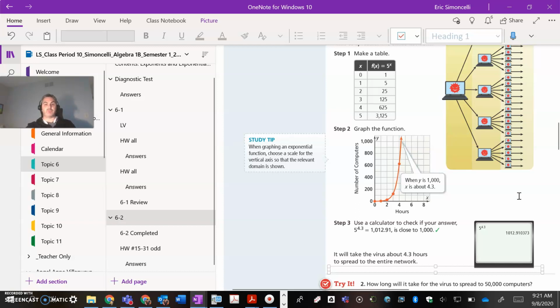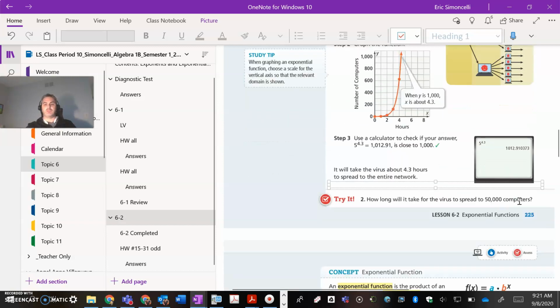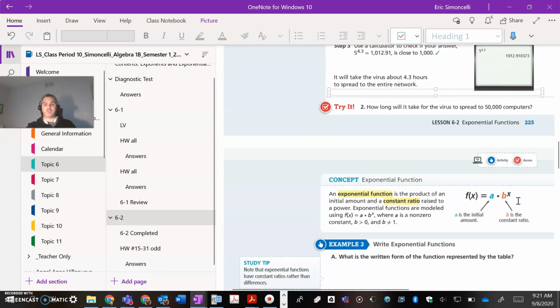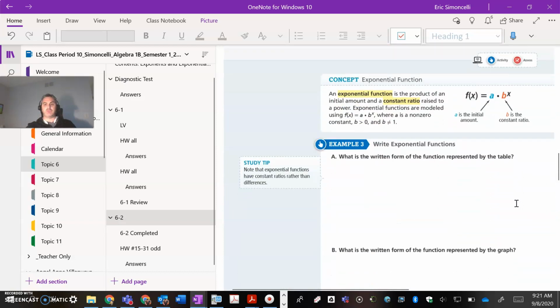Speaking of the very first problem, if you guys recall, at the beginning of our lesson. So as we continue, there is a concept that we do need to highlight here. An exponential function is the product of an initial amount and a constant ratio raised to a power. Exponential functions are modeled using the following: f of x equals a times b raised to the x, where a is a non-zero constant, b is greater than 1, and b can't equal 0.